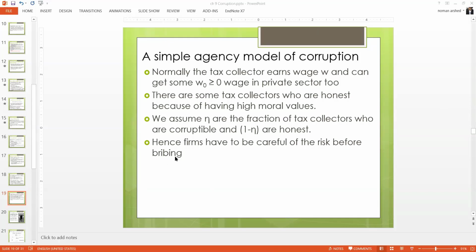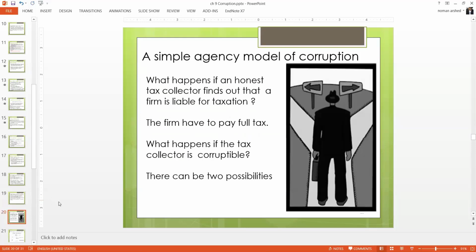Okay, so hence firms have to be careful of risk before bribing. They have to find who can be bribed before they are bribing. Otherwise, he will report to the officials and the firm will be fined. Now we go towards the model. What happens if an honest tax collector finds out that a firm is liable for taxation? The firm will have to pay full tax. Yes, if there is an honest tax official, then the firm will pay the correct tax.